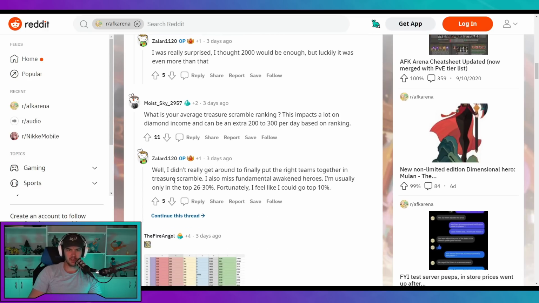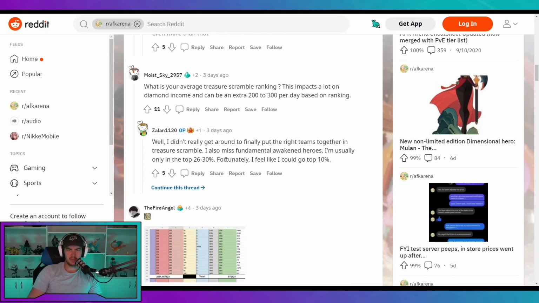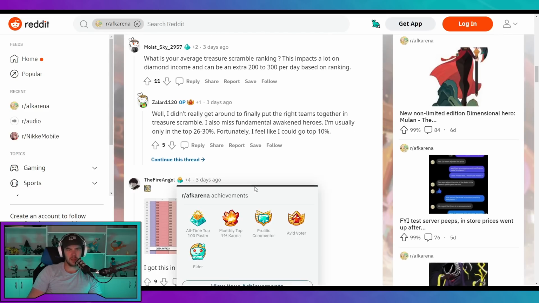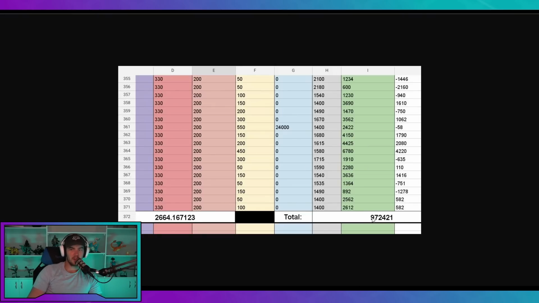Now, 26 to 30% on Treasure Scramble. So there's a bit of a loss in it. But this one here, this was another person who posted theirs. They got 972,421, which is quite respectable as well. So that is going to crank that right up.